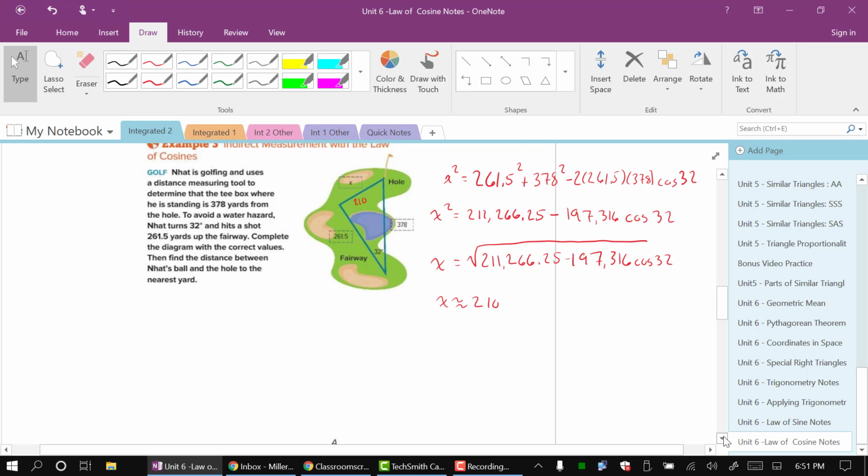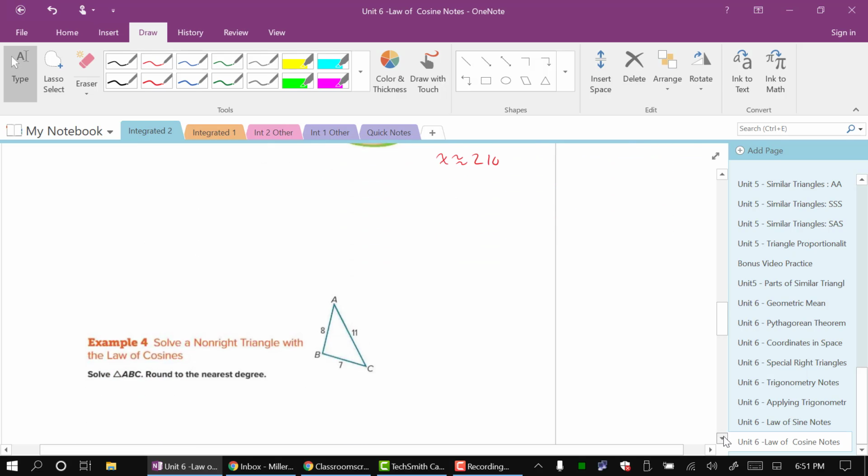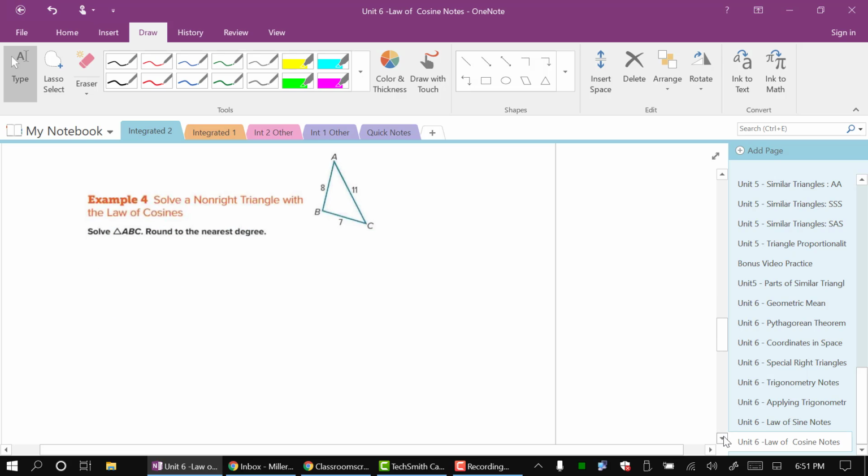Let's take a look at example 4. Example 4 has a little bit of work to it: solve a non-right triangle with the law of cosines. We want to solve triangle ABC, rounding to the nearest degree. To figure out if it's a right triangle or not, we check 7 squared plus 8 squared, and ask, does that give me 11 squared? It does not, so that's how we know this is not a right triangle.